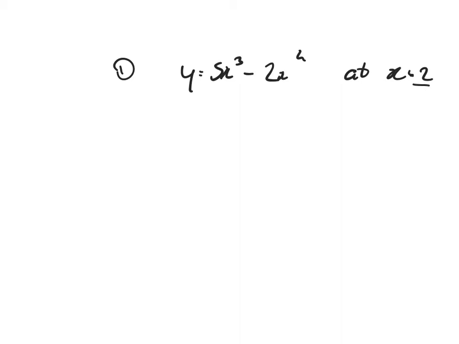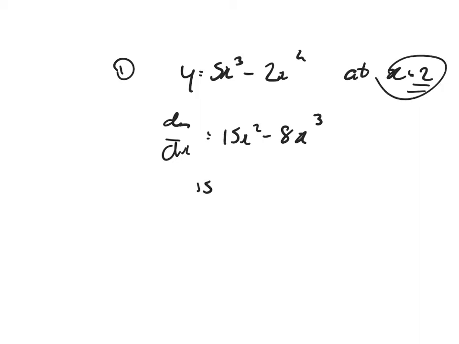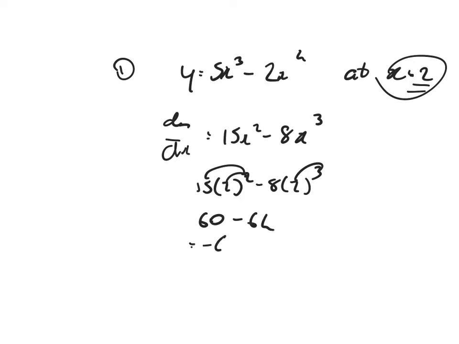So rate of change is telling me to differentiate. So that's dy by dx is equal to 15x squared minus 8x cubed. So that's the gradient. I'm now looking at the gradient when x equals 2. So that's 15 lots of 2 squared minus 8 lots of 2 cubed. So 2 squared is 4, times that by 15 is 60. Minus 2 cubed is 8, 8 times 8 is 64, 60 take away 64, and that is minus 4.